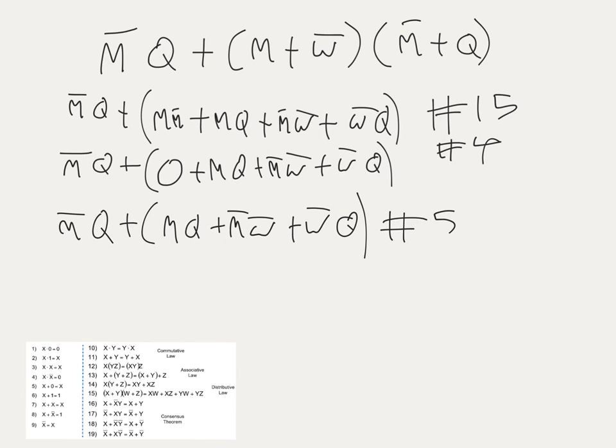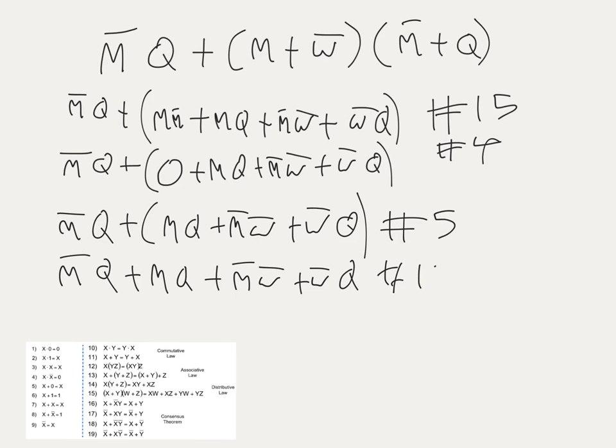Now I'm going to get rid of these parentheses. The parentheses aren't really doing anything for me right now, and that has to do with the Associative Law, right? The Associative Law says those parentheses don't really mean much when I've got an addition sign before them. So I'm going to go ahead and get rid of that: m naught q plus mq plus m naught w naught plus w naught q, because of Theorem 13.